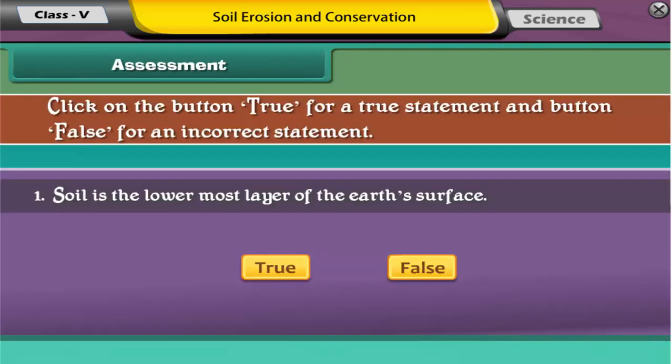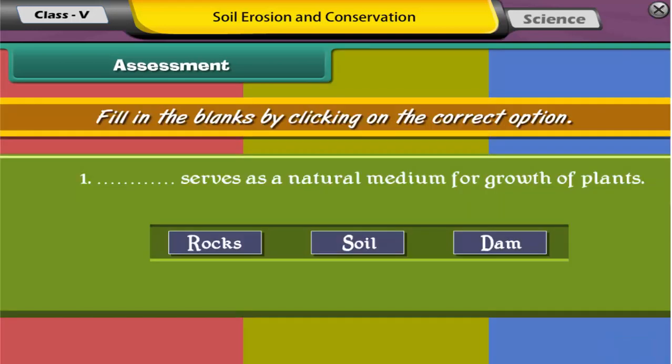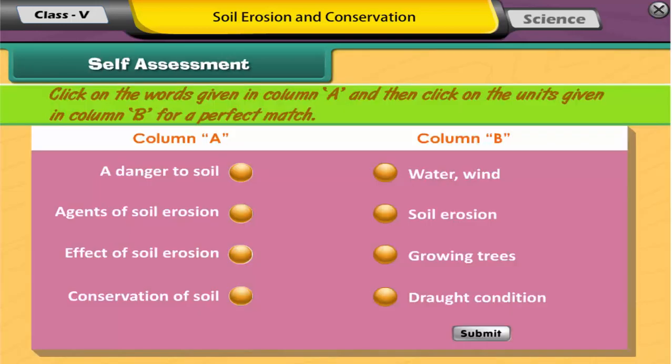Click on the button True for a true statement and button False for an incorrect statement. Fill in the blanks by clicking on the correct option. Click on the words given in column A and then click on the units given in column B for a perfect match.